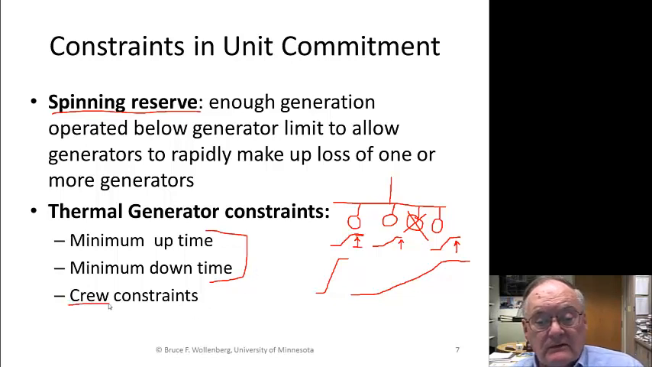Crew constraints are simply the fact that I may have two generating plants that share a crew of people, and they're close enough, and so it says that the crew has to be there to get the plant started, and then they leave a couple of operators and go to the other plant.